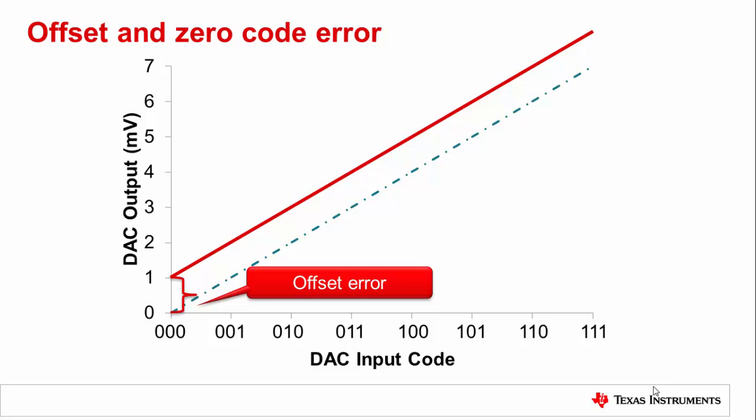Offset error and zero code error are two very similar specifications for DACs that are often confused. Offset error describes an offset or shift in the entire transfer function across the linear region of operation. Think of it as the b term in y equals mx plus b. Offset error is calculated based on a line of best fit from a 2-point measurement taken across the linear region of operation, typically somewhere between 10 and 90% of the full-scale range.